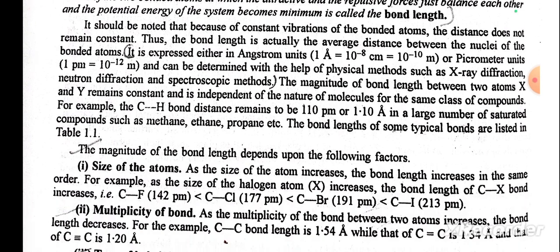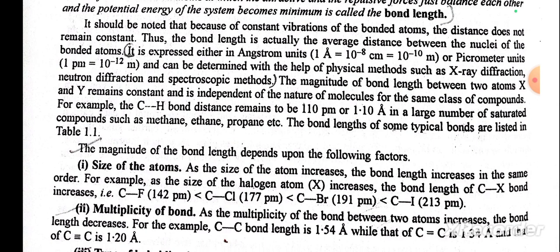The minimum distance between the centers of the nuclei of the two bonded atoms at which the attractive and repulsive forces just balance each other and the potential energy of the system becomes minimum is called bond length. It should be noticed that because of the constant vibration of the bonded atoms, the distance does not remain constant. In fact, the bond length is the average distance between the nuclei of the bonded atoms, expressed either in angstrom units or picometer units, and can be determined with the help of physical methods such as X-ray diffraction, neutron diffraction, and spectroscopic methods.